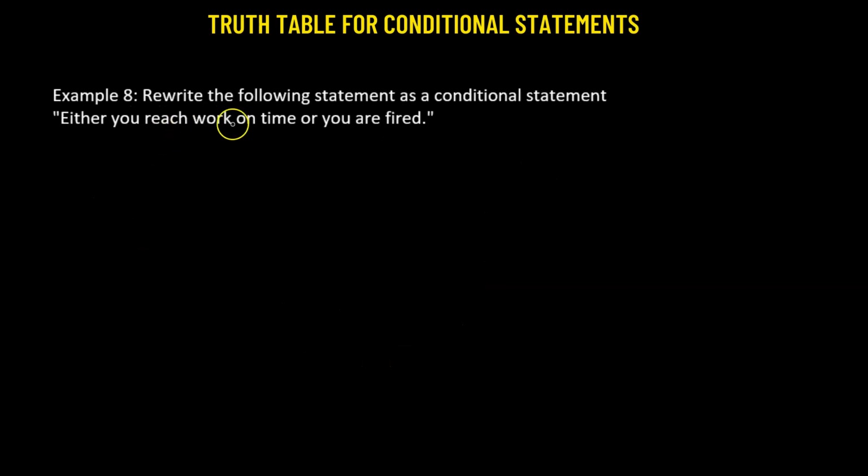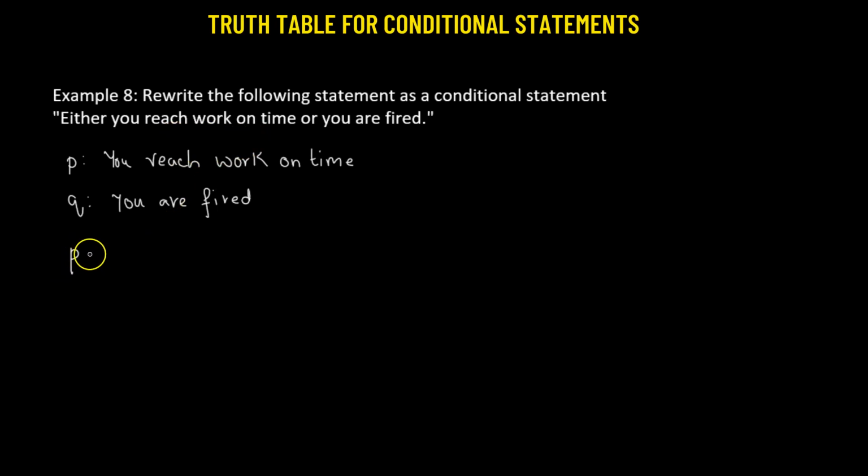Final example, here we have to rewrite the following statement as a conditional statement. So we're given: either you reach work on time or you are fired. So let's consider the statement P, you reach work on time. And statement Q will be you are fired. Now clearly this is a disjunction. So we can write P or Q, you reach work on time or you are fired.